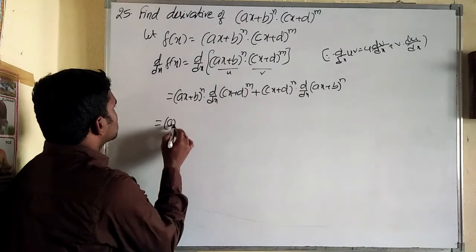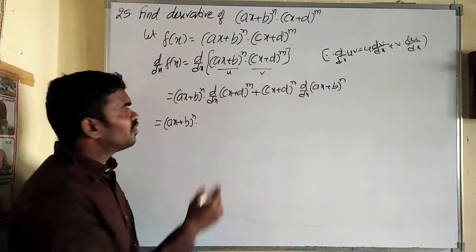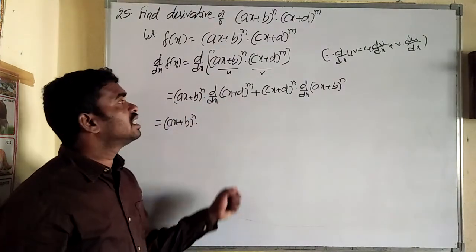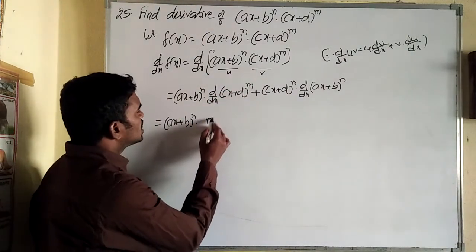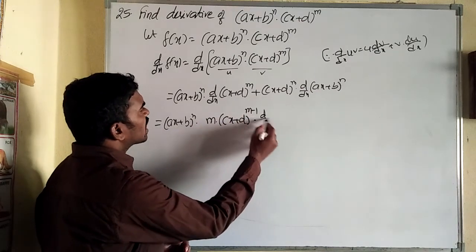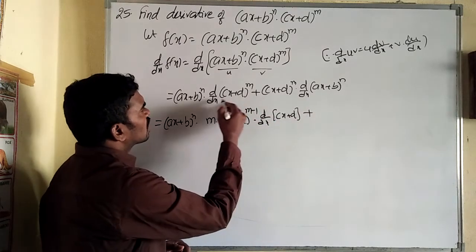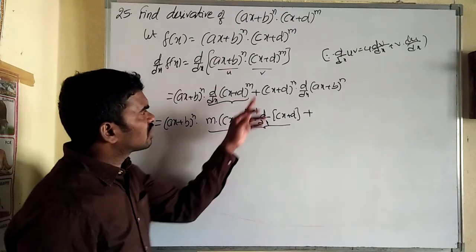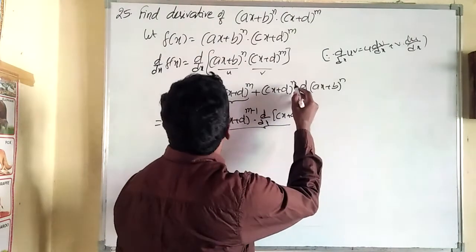Simplify: (ax plus b) whole power n as this, into d by dx of (cx plus d) whole power m. We cannot apply d by dx of cx plus d directly. Why? Because the whole power m is there. So use the x power n formula: that is m into (cx plus d) power m minus 1 into again d by dx of cx plus d. Now it is completed. And after that, plus (cx plus d) whole power m.